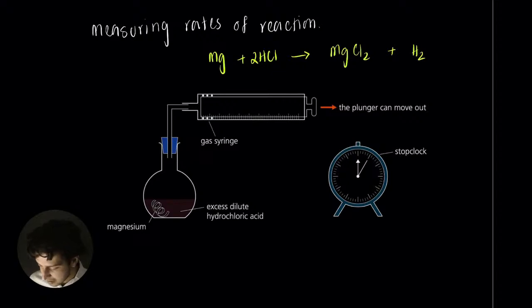Every minute or so, every fixed time, I'll record the reading and write it in a table. As more and more hydrogen is produced, it's going to push the gas syringe, which moves easily without leaking any gas, and it's going to expand. Periodically, with a clock in front, I'll record what the volume is per time. And what I'll end up getting is something like this.